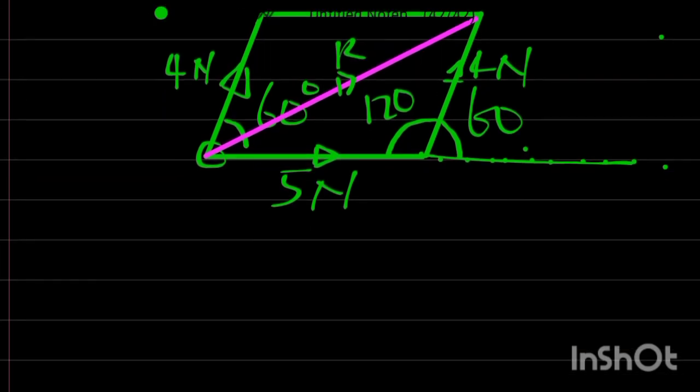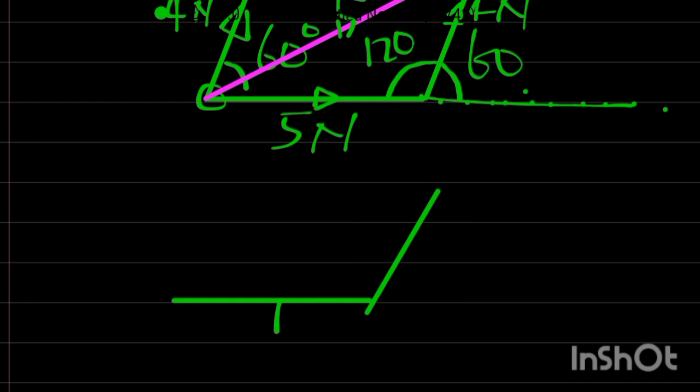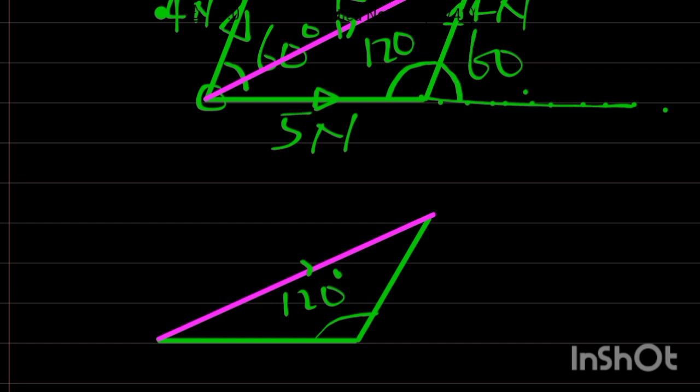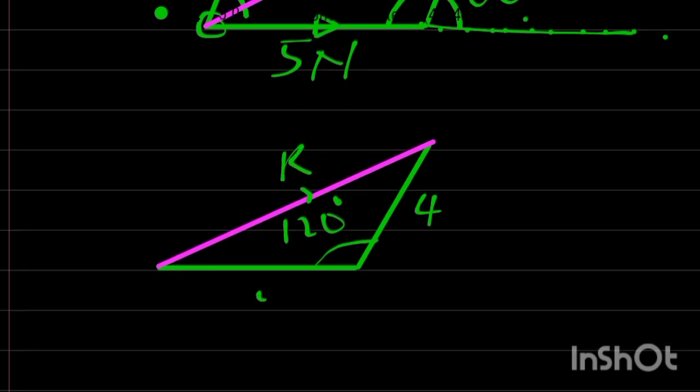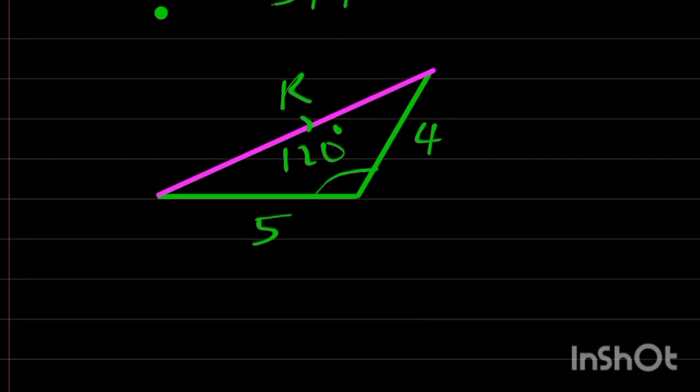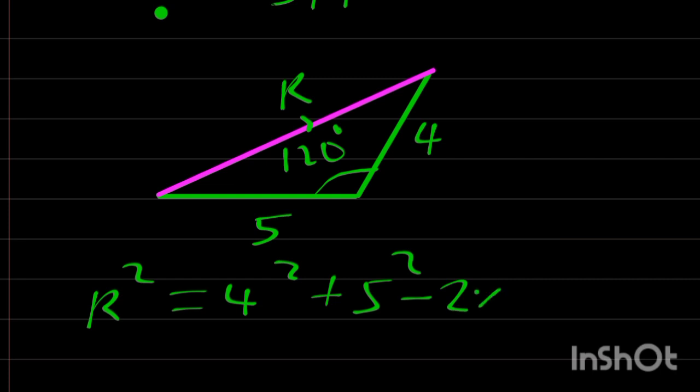Then let's extract half of the triangle. This is our resultant here that we want to calculate, R. Here is 4 Newton, and here is 5 Newton. We are going to borrow a formula, the cosine rule, to find the value of R. It is given like this: R square is equal to 4 square plus 5 square minus 2 times 4 times 5, then cos 120.